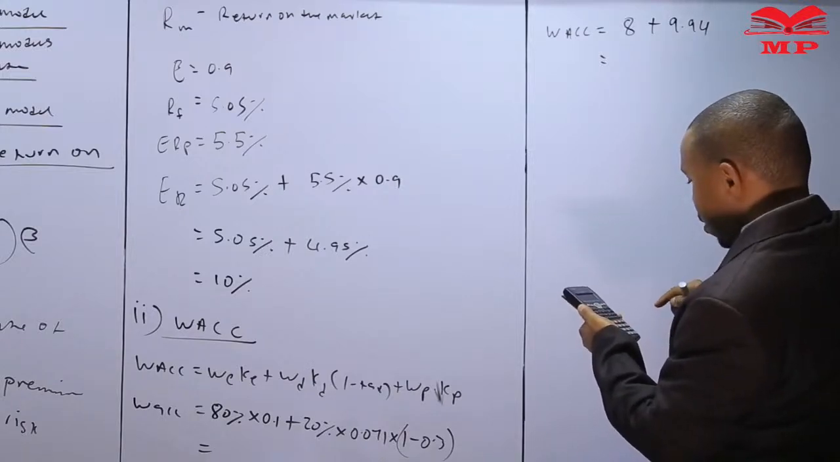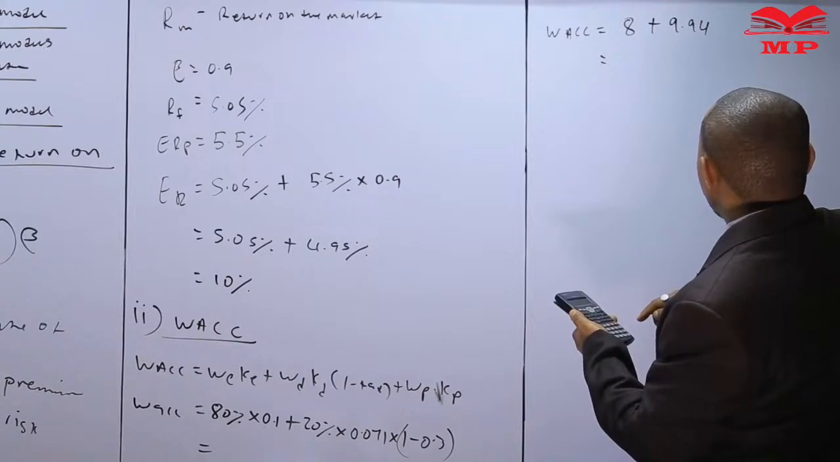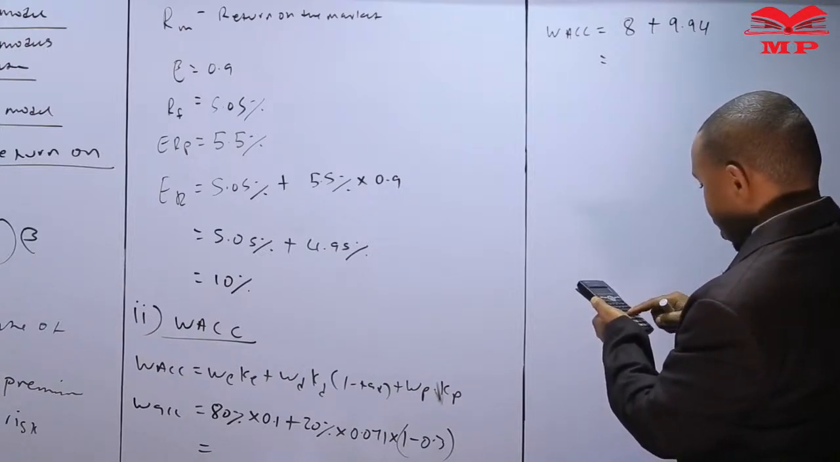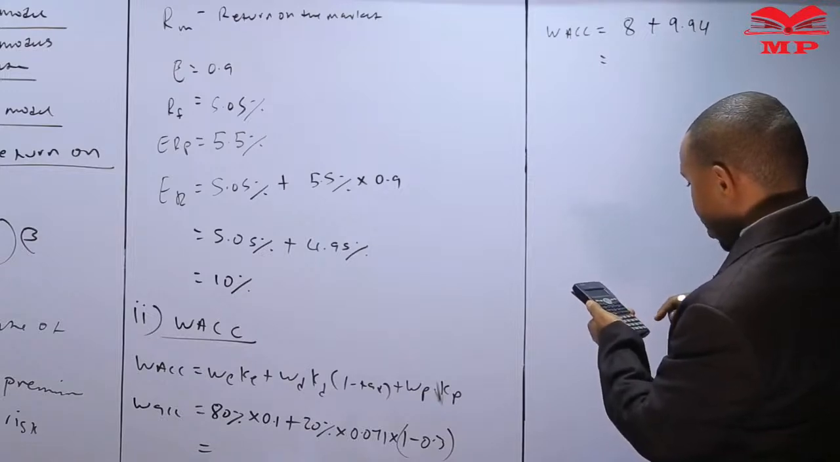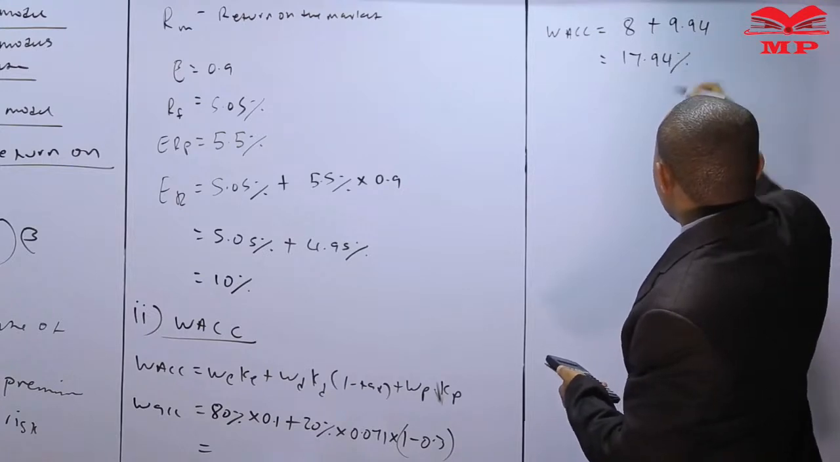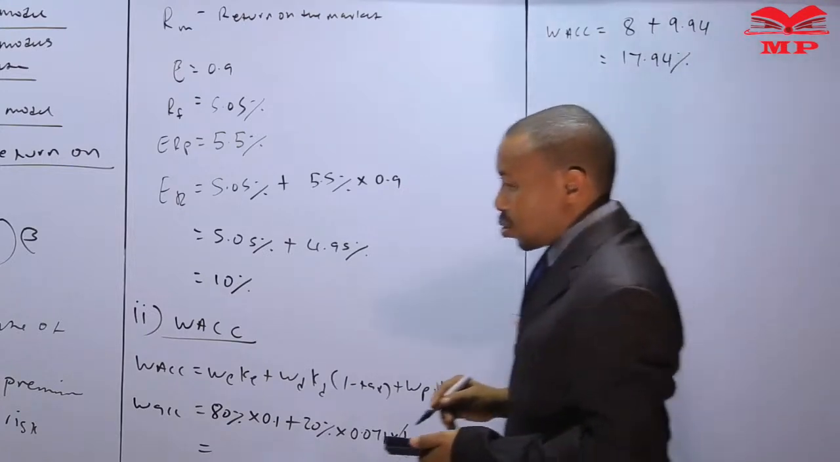We have 8 plus 9.94, so we have 17.94%. That is the weighted average cost of capital.